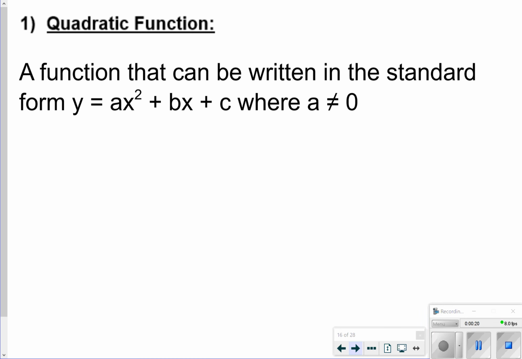The first question, or the first definition on your guided notes page, is what a quadratic function is. And that can be written in standard form of y is equal to ax squared plus bx plus c, where a does not equal 0. Yesterday, or the day before, we talked about vertex form. Today you might see some more with standard form. Let's go ahead and pause here so you can write down number 1, and then click play when you're ready for number 2.